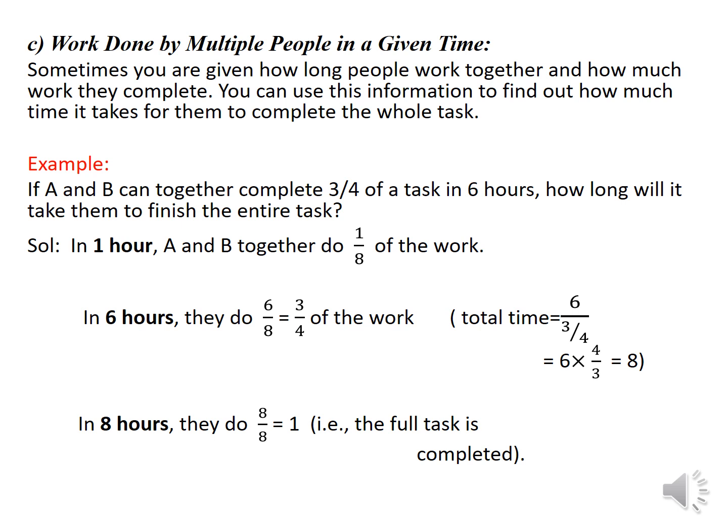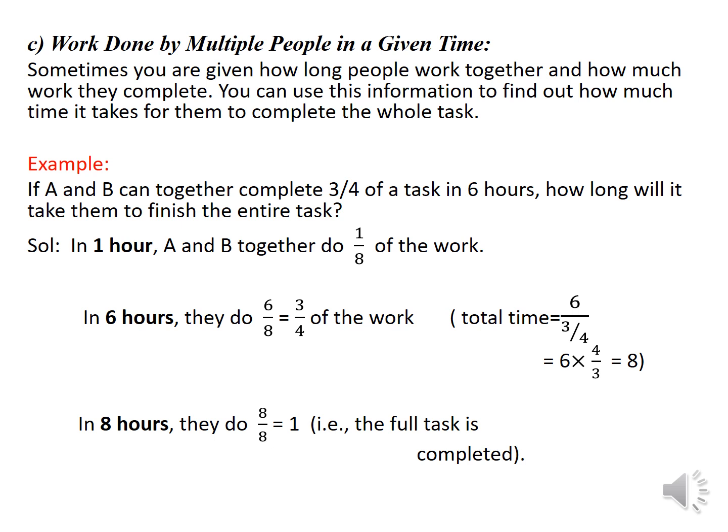In this question, both A and B together finish 3/4 of a task in 6 hours. By using this information, we have to find total time to complete this task. Look into the sum part. Total time is equal to, here 6 hours they took, no? So 6 hours by 3 by 4th of the work. After simplifying this, we get 8. So we have to convert the total thing in 1 hour. So in 1 hour, both A and B together complete 1 by 8th of the work.